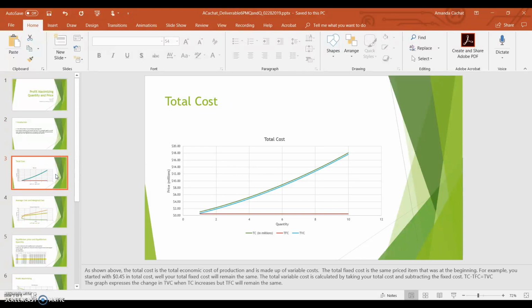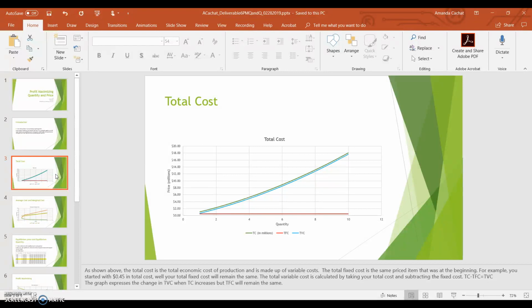First, we're going to talk about total cost. So for total cost, you can see the differences between total fixed cost and total variable cost. As shown above, the total cost is the total economic cost of production and is made up of variable costs. The total fixed cost is the same priced item that was at the beginning. For example, you started with 0.45 in total cost.